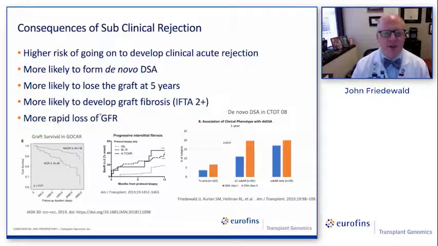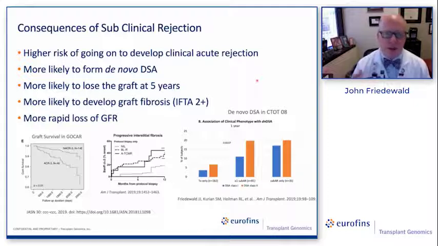They're more likely to develop fibrosis in the graft, grade 2 IFTA or greater, and that was shown in the CTOT-8 trial as well as the other trials, and a more rapid loss of GFR. And we've now followed our CTOT-8 patients out to 5 years, and we see a steeper decline in GFR in patients that had early subclinical rejection. So all of these things together, of course, are early harbingers of graft loss and worse graft outcome long-term.